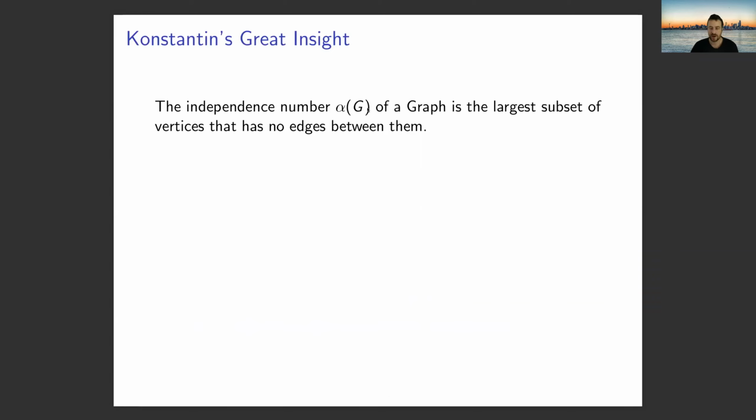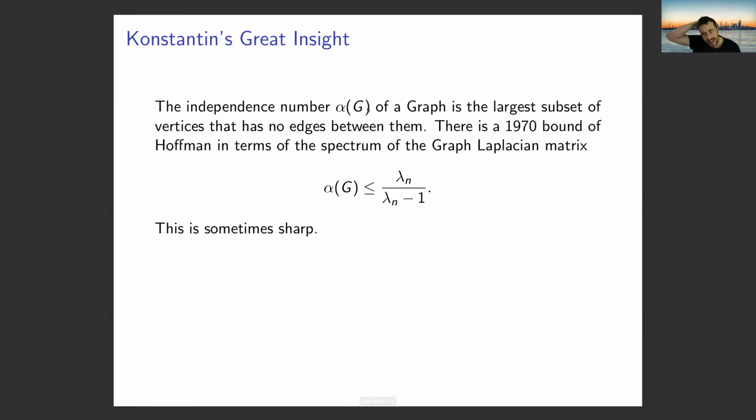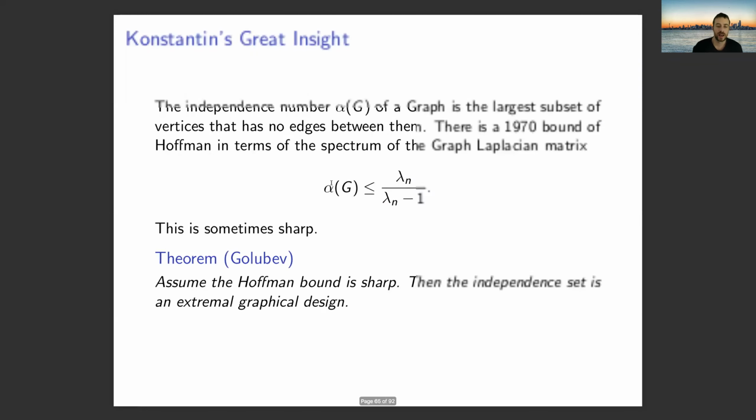So it turns out if you have a graph, there's a combinatorial quantity called the independence number, which is the largest number of vertices that you can pick, such that no 2 of them see each other, no 2 of them are connected by an edge. So it's like a packing problem, right? And there's a very classical bound in combinatorics called the Hoffman bound, which says if you have the spectrum of the graph Laplacian, you have the eigenvalues, then you can give a spectral bound on this quantity. And the spectral bound is this. And sometimes it's sharp. And what Konstantin proved is, if the Hoffman bound is sharp, then this independent set is actually an extremal graphical design.